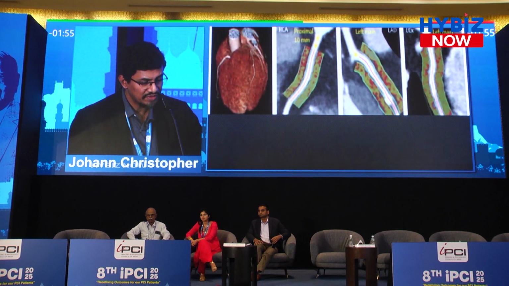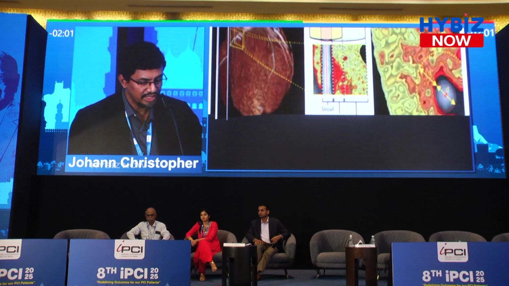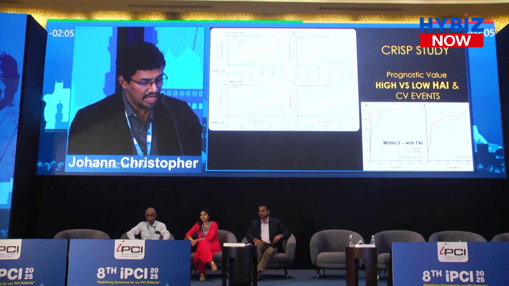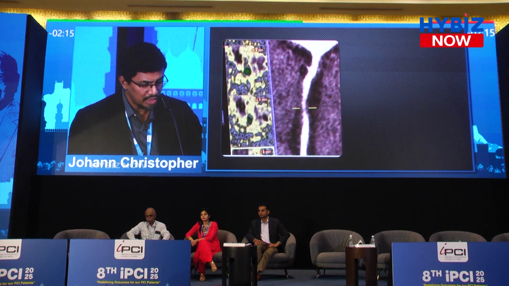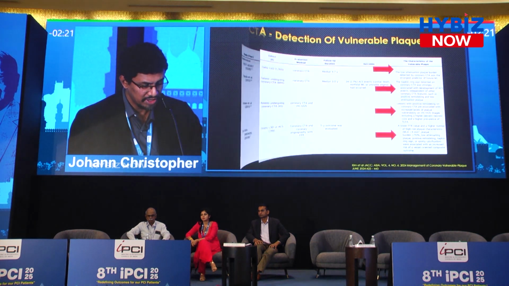And we now have software tools to actually look at the vessel wall around the lesions to look for early changes. And there is a tool to even quantify this FAI. And the higher the FAI, 70 is taken as the number, the more the events that happen, and this has been shown in the CRISP study. Lastly, we now have workable software. This is from Siemens, where we can actually look at this particular issue.